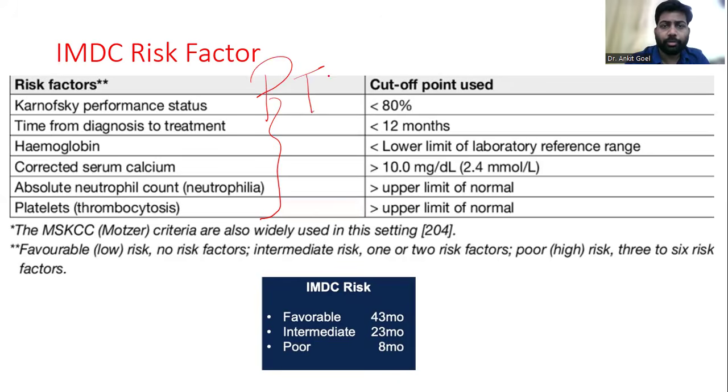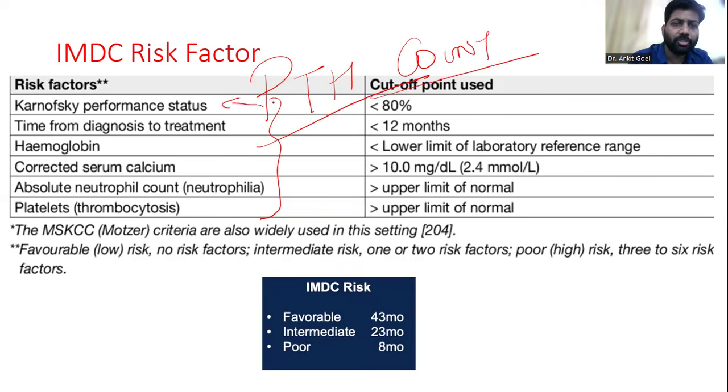Let us remember parathyroid hormone, PTH count. Let us remember it this way. PTH count. What does P stand for? Performance status. T stands for time from diagnosis to initiating the treatment. H stands for hemoglobin. Okay, PTH count. CO stands for corrected calcium. N stands for neutrophils, and T stands for thrombocytosis, that is elevated platelet count. So neutrophils and elevated platelet count, that is thrombocytosis.